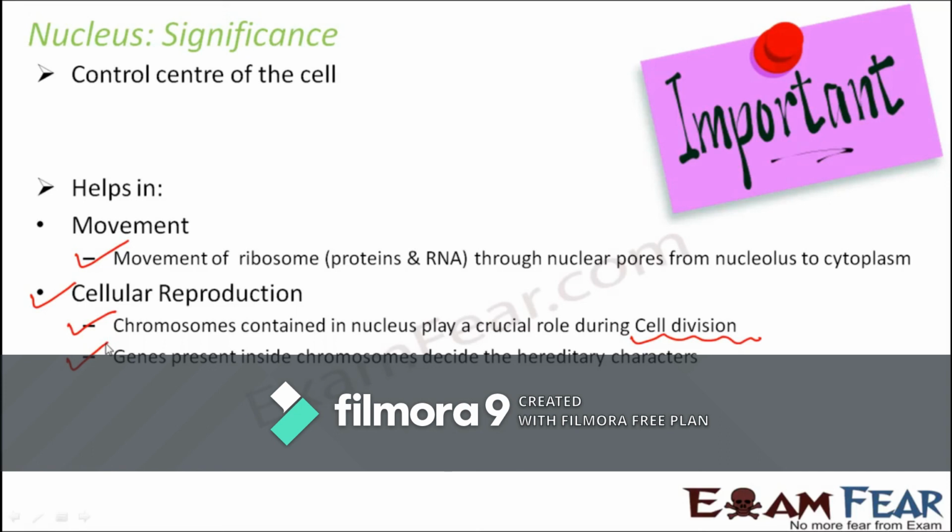Now if cell division doesn't happen, then what will happen? New cells will not be formed. In that case, life will stop existing, because for life to exist, cells should keep on multiplying. More and more cells should be formed. So for formation of new cells and also for the inheritance concept, the nucleus plays a very important role, and that is why the nucleus is called the control center of the cell, because without the nucleus, your cells will stop multiplying and as a result, life will stop existing.